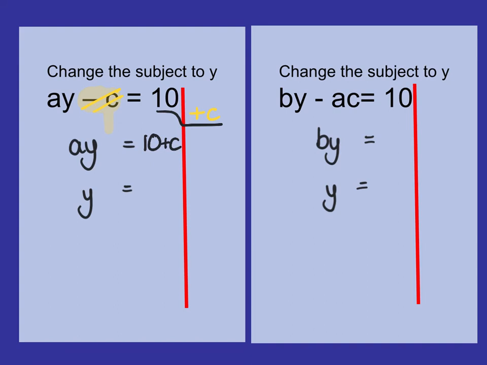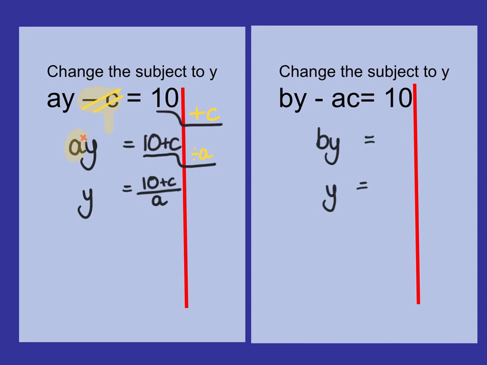Between the a and the y, I'm missing a times. And the opposite of times by a is to divide by a or share by a. So the answer here, I've got to do 10 plus c and share it by a. 10 plus c and share it by a.